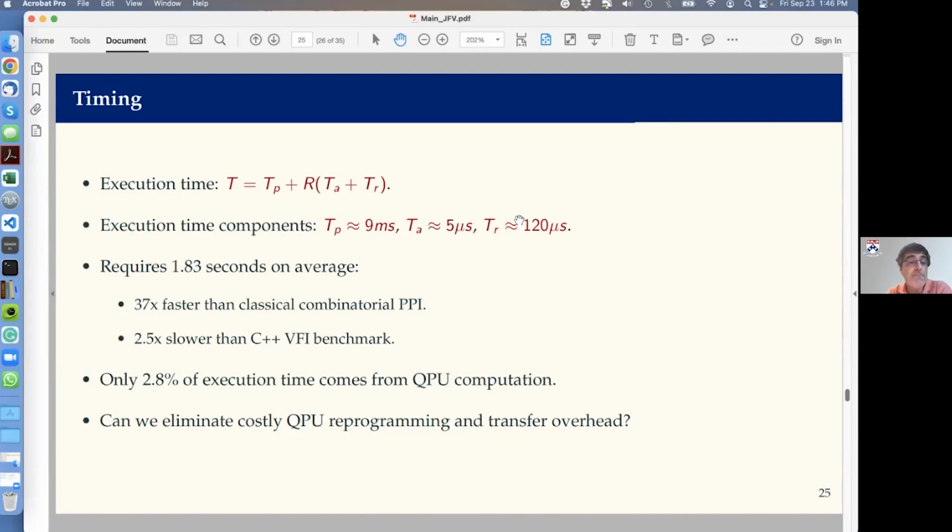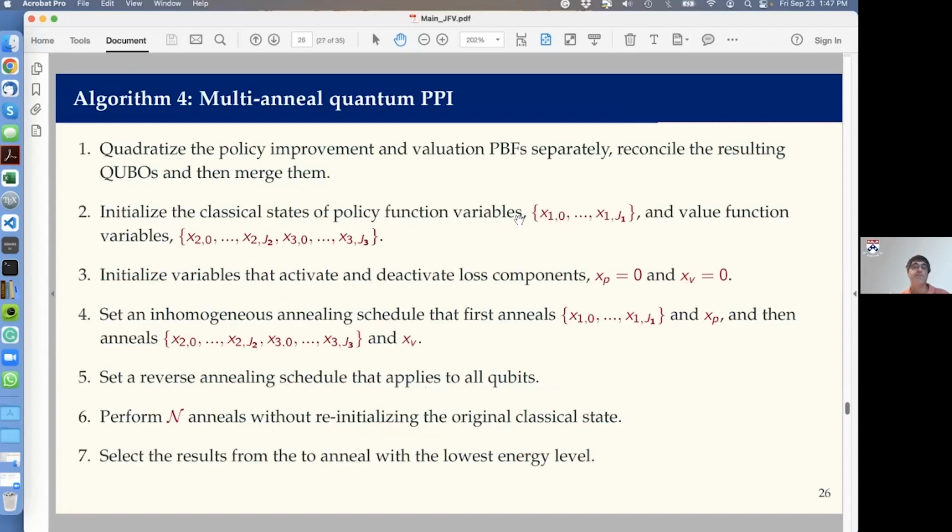In particular, what Isaiah and I notice is that only 2.8% of the execution time comes from the QPU computation. So can we eliminate costly QPU reprogramming and transfer overhead and do it much more efficiently? And the answer is yes. So we are going to propose two new algorithms to do this, building on our own PPI.